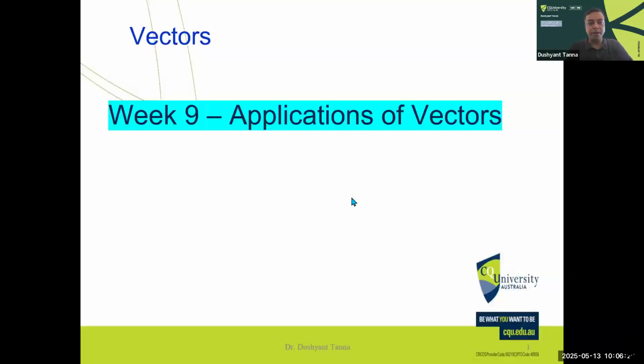Good morning, everyone. Welcome to week 9, where we talk about vectors, in particular applications of vectors. This is our third week for vectors and the last week for vectors. The first 6 weeks were linear algebra. Weeks 7, 8, 9 are vectors. Weeks 10 and 11 will be complex numbers. And week 12 is revision and exam preparation, exam tips, and any questions you might have.